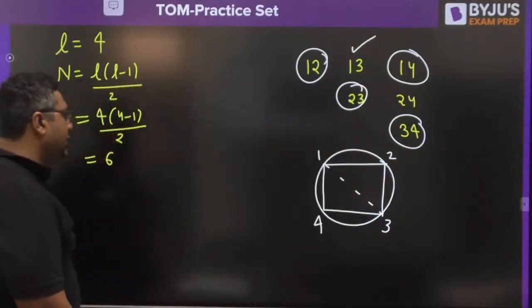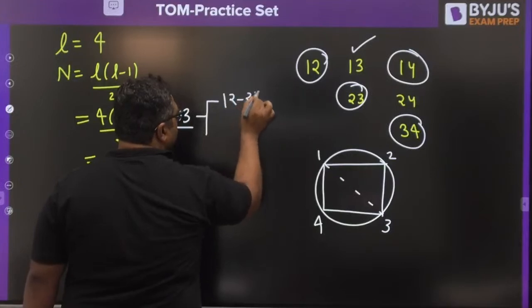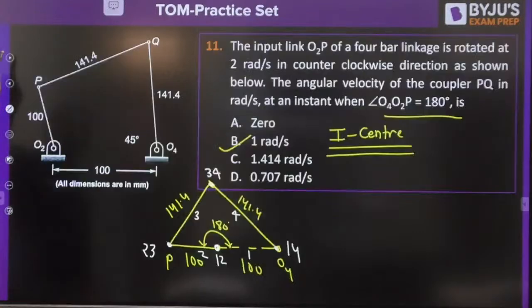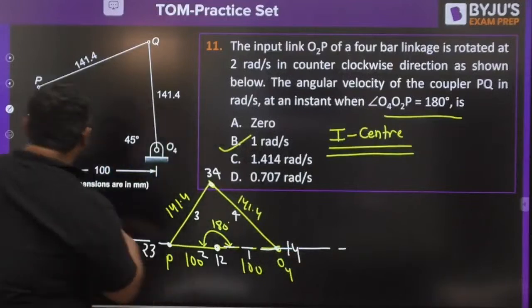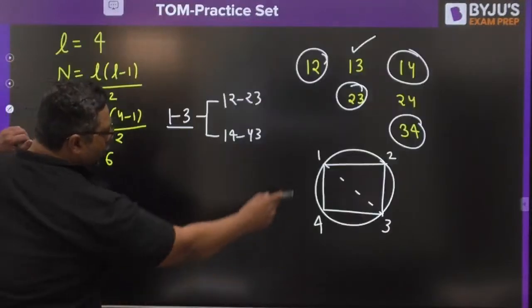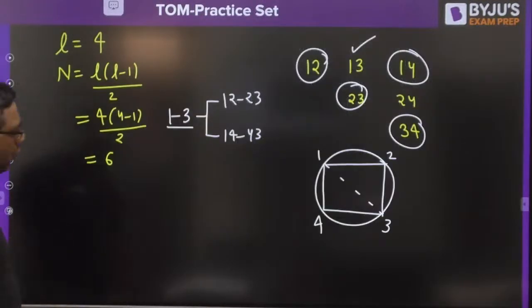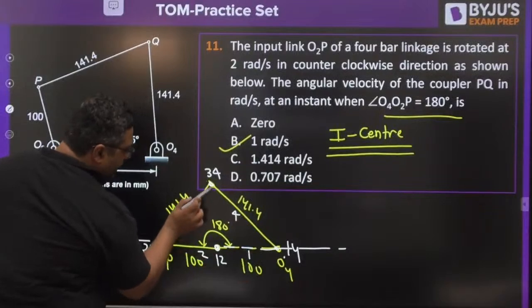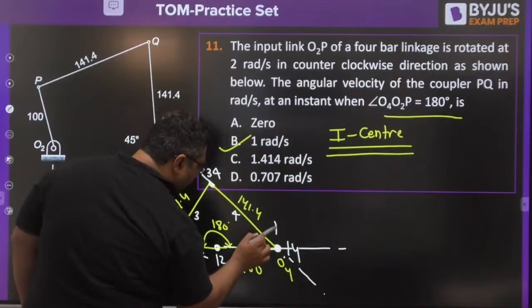If you want to go for I13, my dear, there are 2 paths to go from 1 to 3. One is 1,2 and 2,3, and the other is 1,4 and 4,3. The line joining 1,2 and 2,3 is this line. And 1,4 is this one, 4,3 is this one, so this is the second line. So according to Kennedy theorem, this I center will become I13.